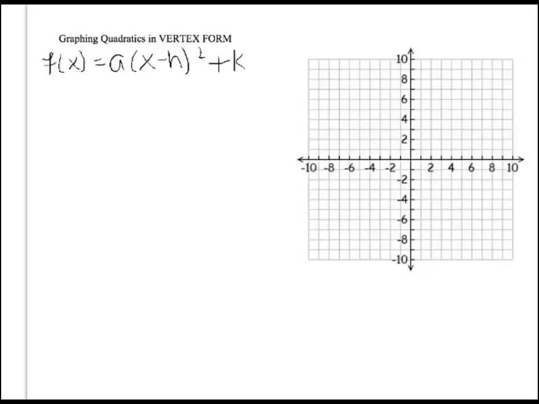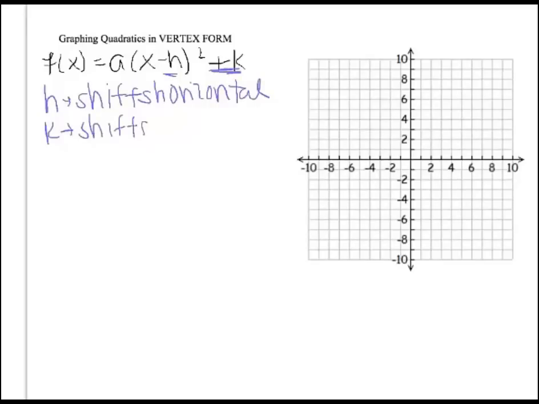So what's great about vertex form is that it shows us the shifts in the quadratic. So if we remember back to our first unit, this h is going to shift our quadratic horizontally. Okay, and that k is going to shift our quadratic vertically. So we always want to start with that. That's really great because if I'm going to start at 0 and I'm going to shift something horizontal and vertical, in a quadratic, that's actually going to give me my vertex, h, comma, k.